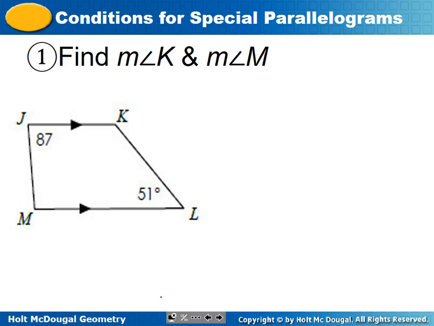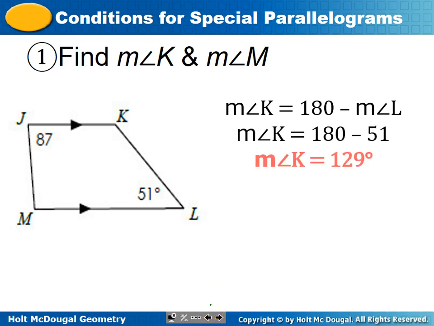So notice JK and ML are our bases, which means KL and JM are our legs. So when we add our angles at either end of our legs together, we get that they are supplementary. So I can subtract the measure of angle L from 180 to get the measure of angle K. So when I do that, I get 129 degrees. Same way over here to find M.